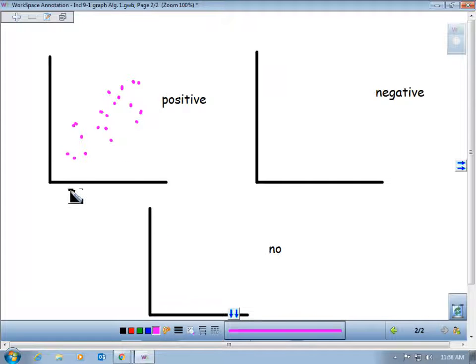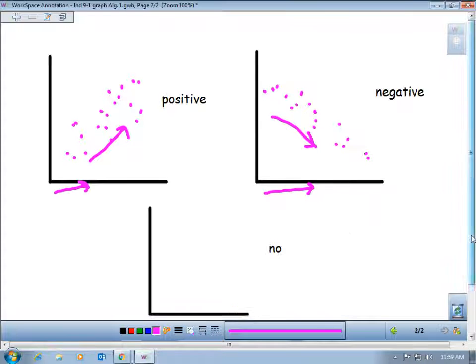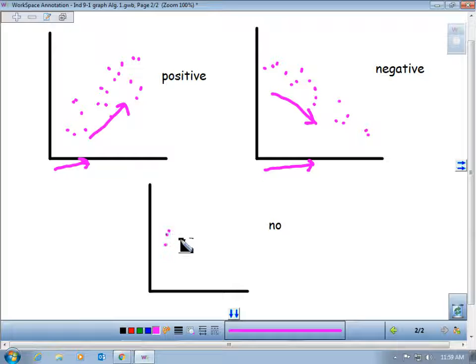Okay, and it's positive because as we go on the horizontal axes, the coordinates seem to go up. So that would be a positive correlation. This would be an example of a negative correlation if your points look like this. So as you go horizontally, the points go down. And then having no correlation is if you just have a bunch of things out here and it doesn't really look like it has a trend of going up or down.